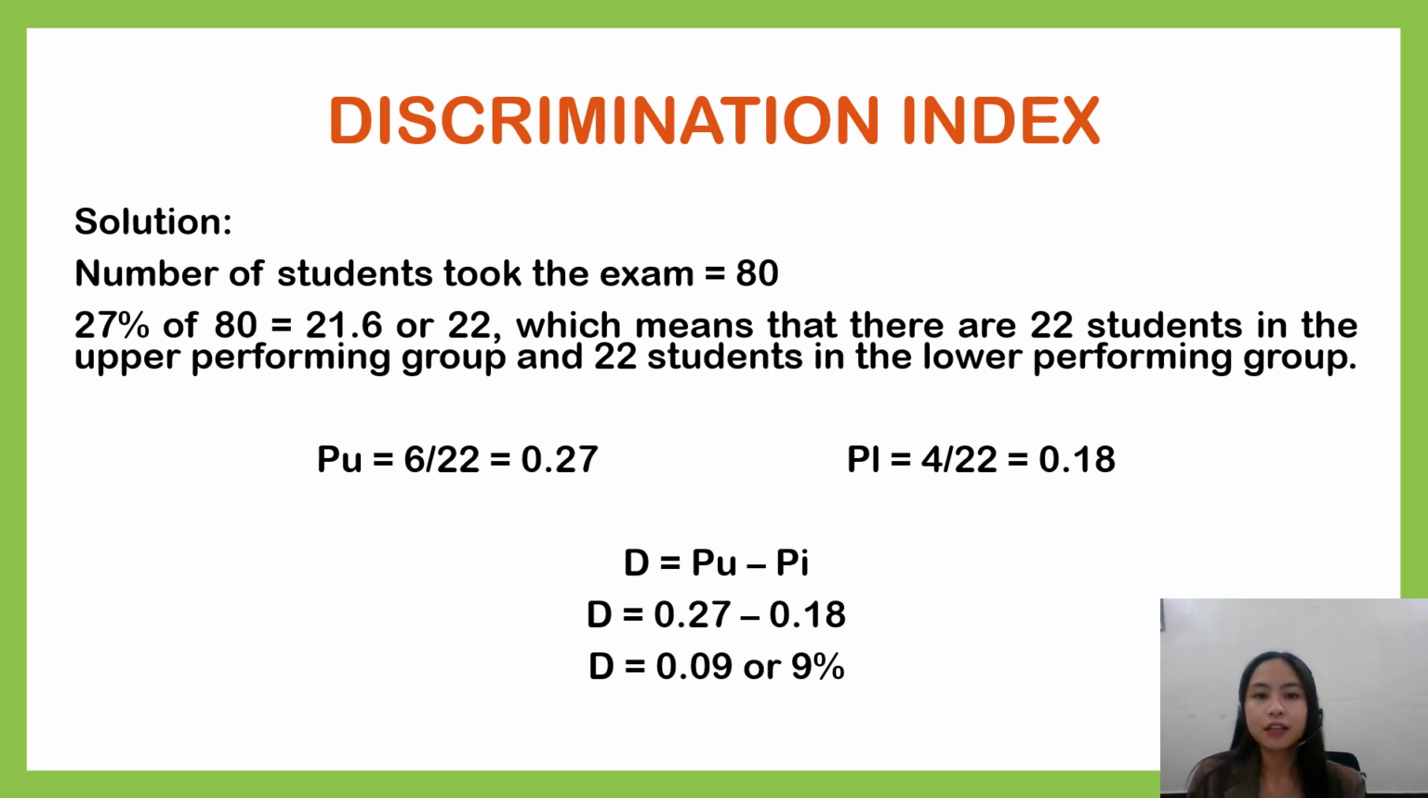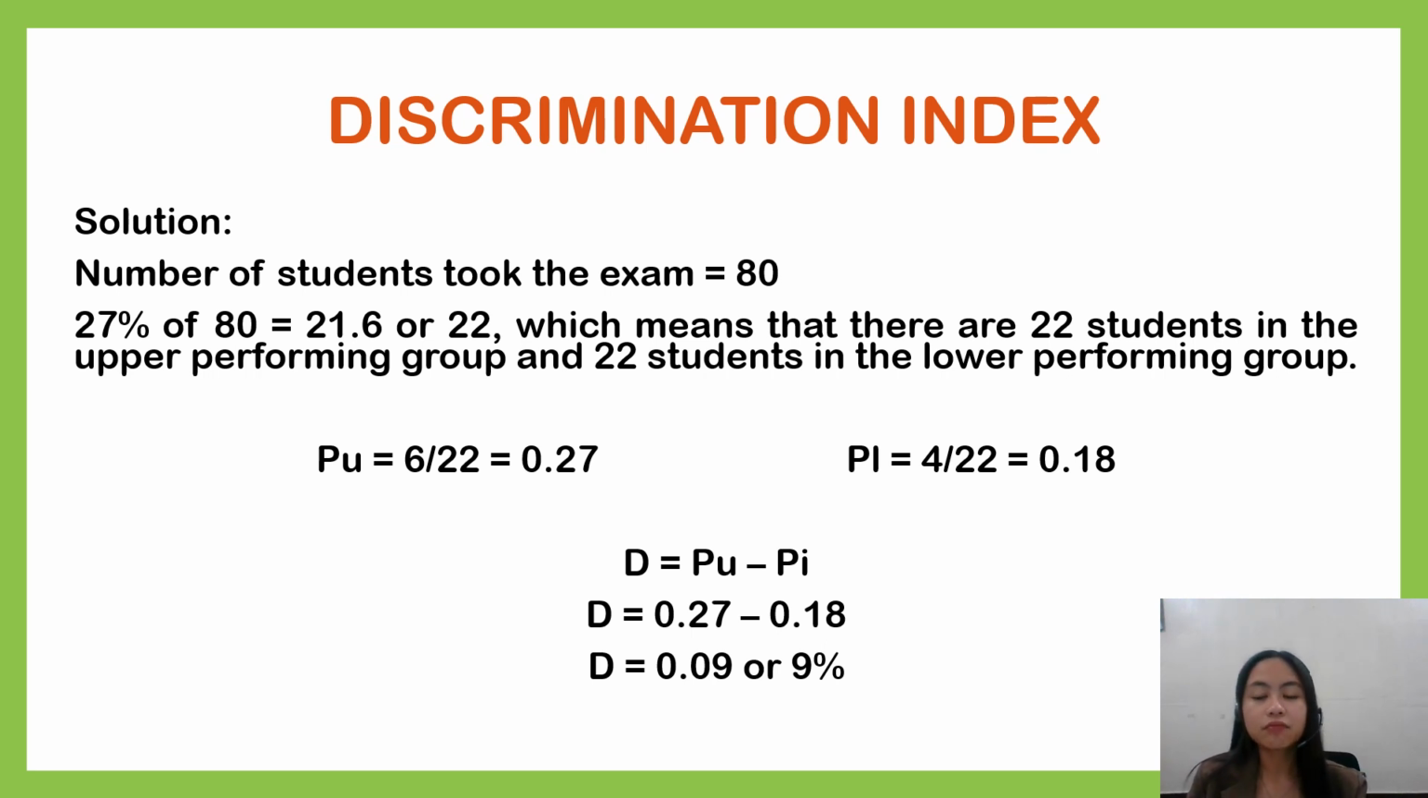Yes. No? Mostly, yung 27% ginagamit siya kapag masyadong maraming estudyante. Okay? So, i-make sure ninyo na pag wala siyang number of students, total number of students from the upper and lower group, gagamitin ang 27%. I-multiply mo siya sa total number of students who took the exam. Okay? So, we have 22 sa upper and 22 sa lower group or lower performing group.